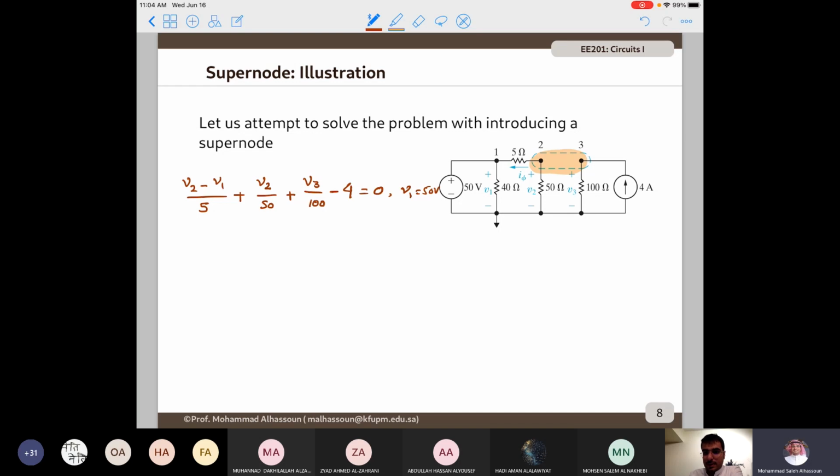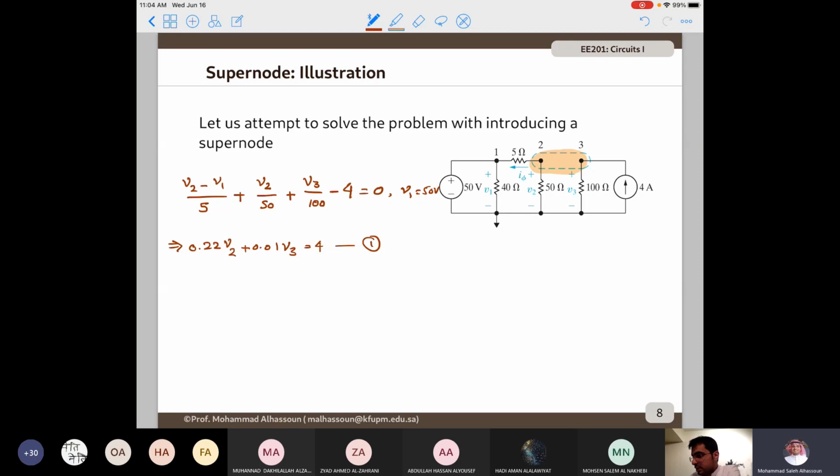Yes. Okay, very good. So we treat everything here as a bigger node. In this case, if we simplify it, we will end up with 0.22 volts to V2 plus 0.0 of V3 equals 4. This is the first equation. So now I need the second equation that relates V2 with V1 and with V3.